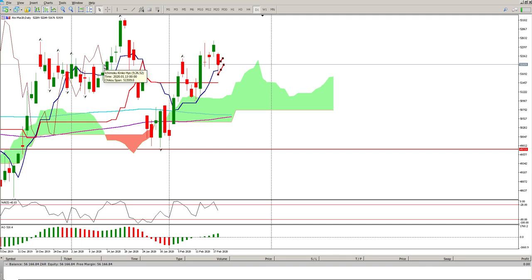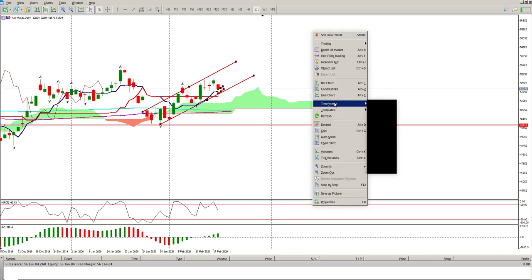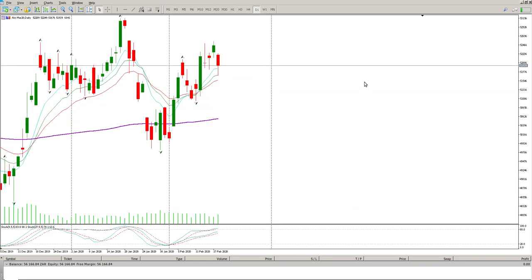So this could be the pullback that I was looking for. I was looking for a little bit deeper, to be honest, on the daily, but this could very well be the pullback and the start of a channel. It's going to be a relatively narrow channel to the upside. So that's the bottom, and then the top will be something like that. Okay, so that is what we're looking at the moment.